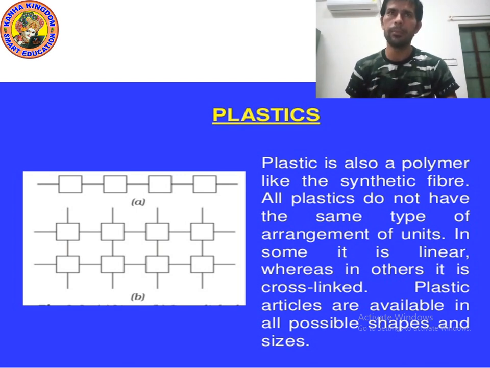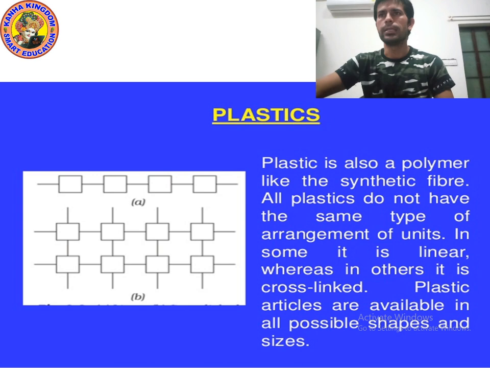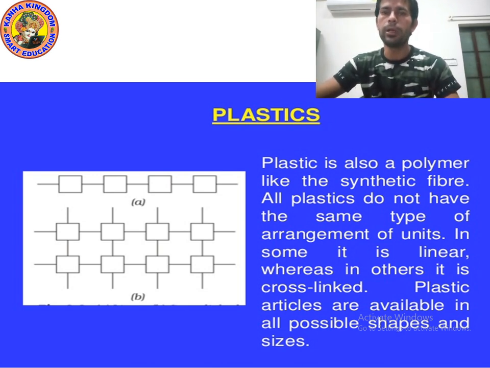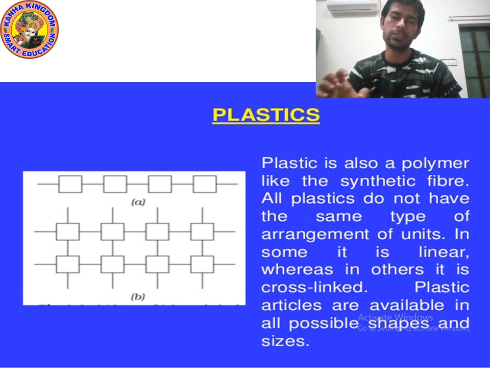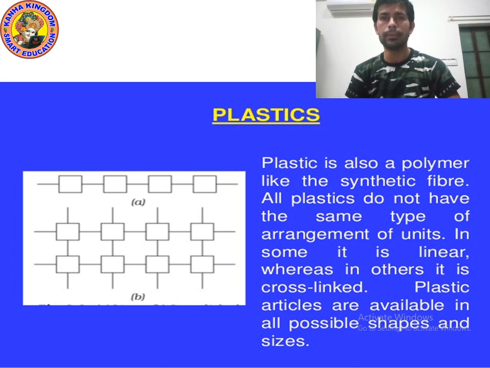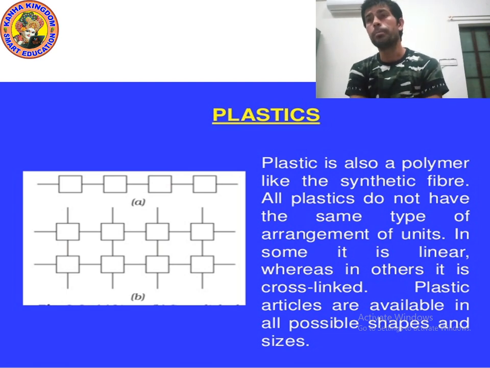Yes, we studied about plastic. So, what is plastic? Plastic is a polymer. And what is the meaning of polymer? Polymer means when small units combine, they form a large unit which is known as polymer. Here, the meaning of unit means chemical substances. Okay, remember it. And plastic is a polymer like the synthetic fiber.